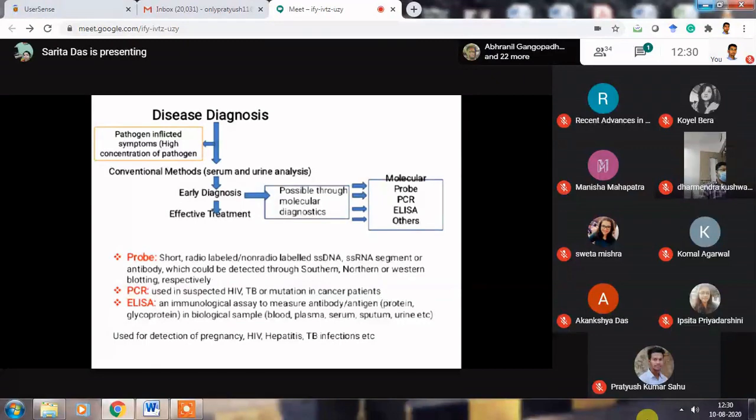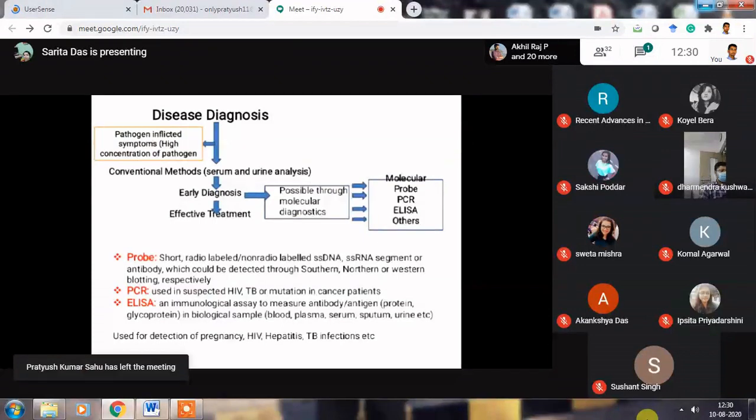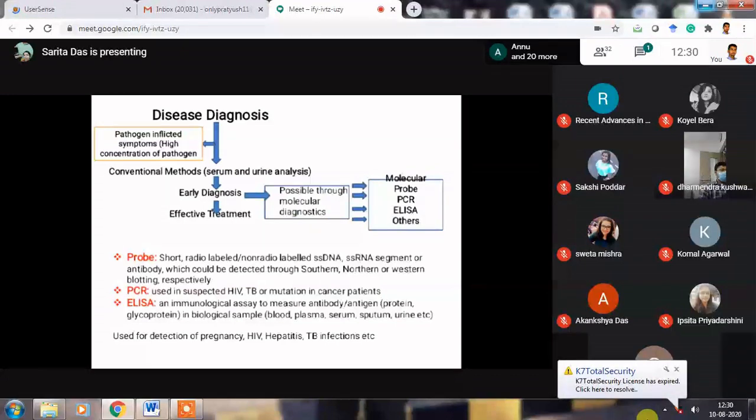So earlier, diseases were usually detected upon the development of symptoms. Whenever a person had some symptoms and some discomfort, then he or she visited the physician, and then they conducted culturing of samples like serum, blood, urine and sputum, and then conducted certain biochemical tests. So that was taking more time.